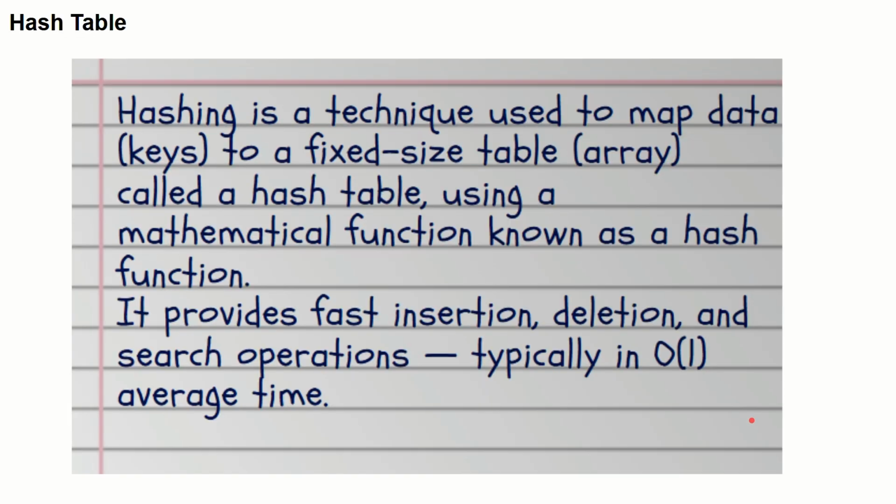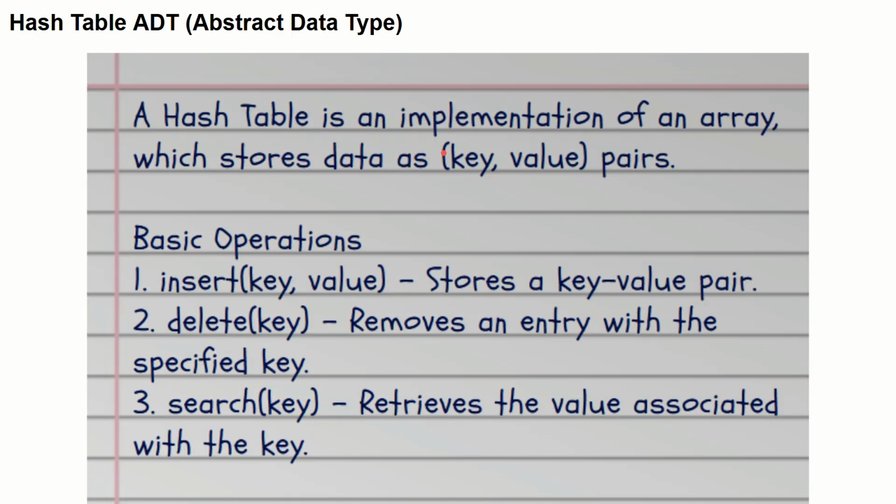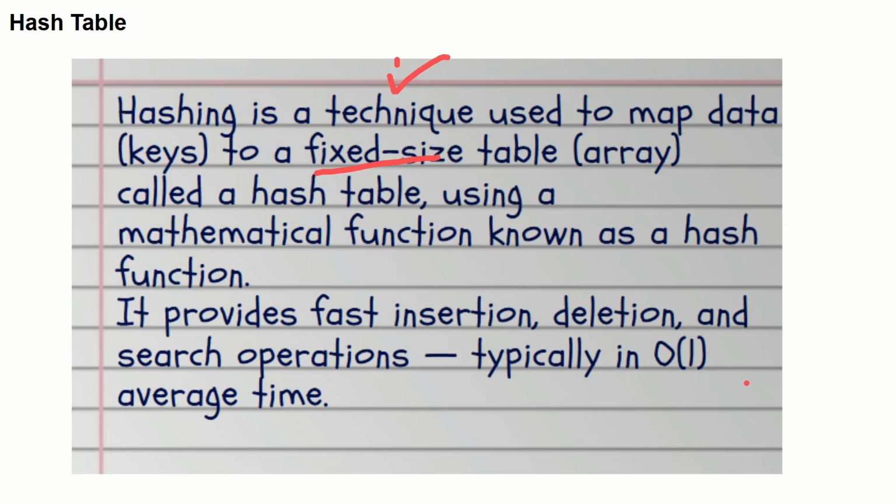Right. So this is a technique, a small recap. It is a technique, right? And we have a fixed size table. And what we're going to store is the key-value pair. So this is typically order of one. So this is very fast in insertion, deletion, and search operations.